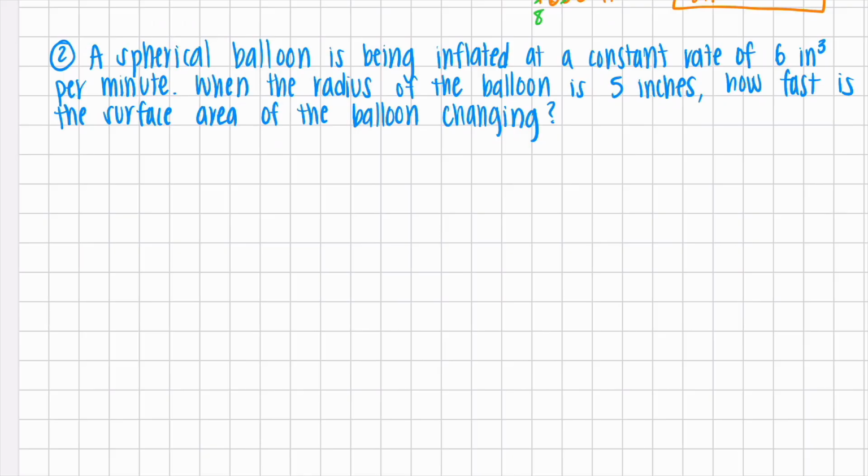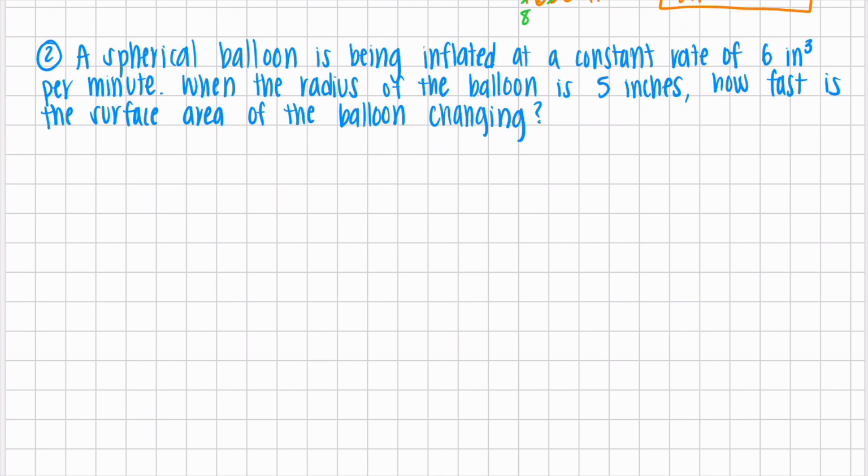A spherical balloon is being inflated at a constant rate of 6 inches cubed per minute. When the radius of the balloon is 5 inches, how fast is the surface area of the balloon changing? Same thing, I'm going to draw a picture. We have a sphere. I'm going to write what I know and what I want. We know that the spherical balloon is being inflated at a constant rate of 6 inches cubed per minute. If a balloon is being inflated, that means volume.